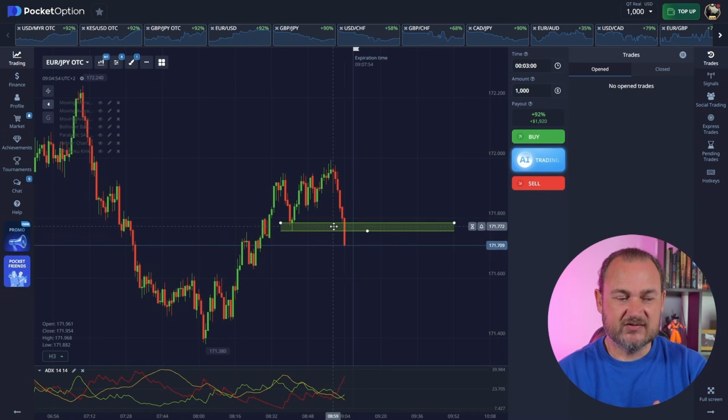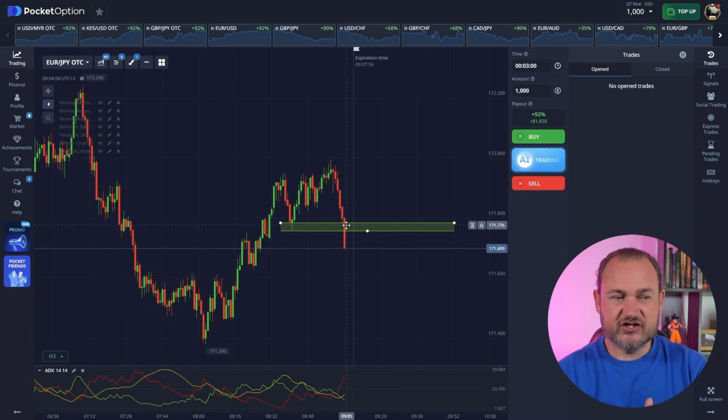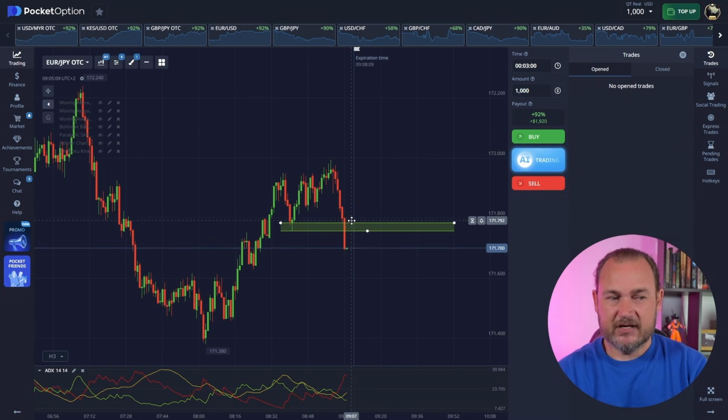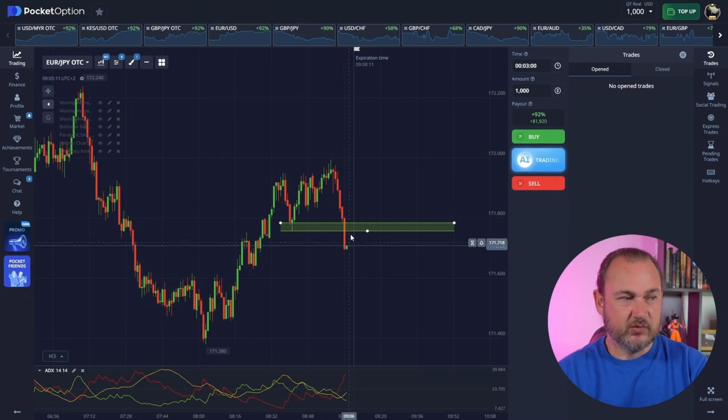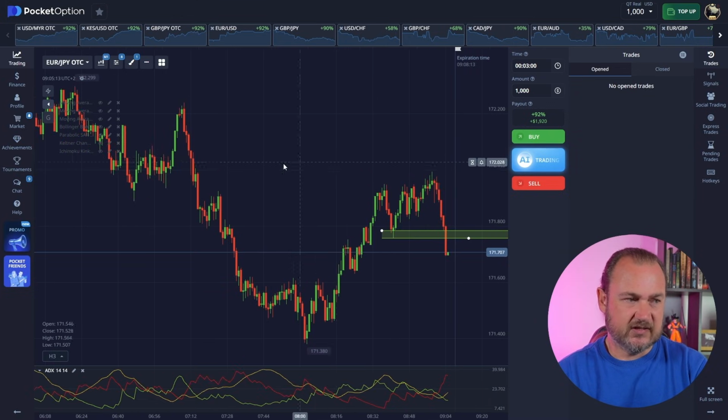What we would have liked to see in this case is the rejection of the support area. And if this did happen, if price did reject here and my DI plus turned downwards, that would have been an area where I would have been interested in taking a buy trade. But we clearly broke the support area here now, so that's not going to be an entry for us.